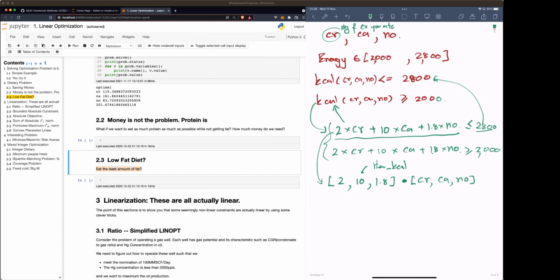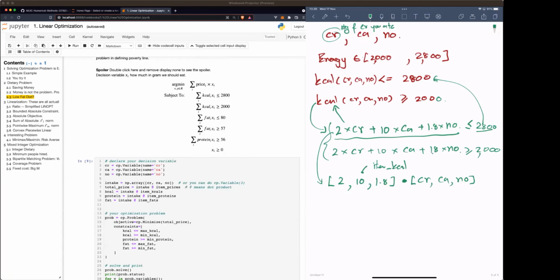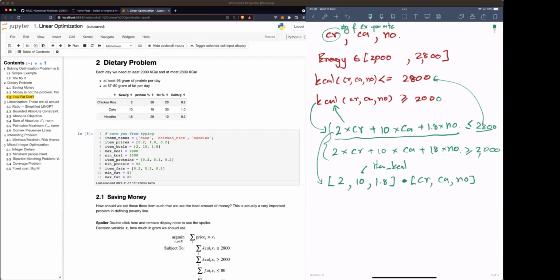But you still need to eat some fat, right? That's what you need to do, because to stay healthy, you cannot just have all the protein. You still need some fat. So it's not quite obvious what to do, which is why we need this kind of problem.